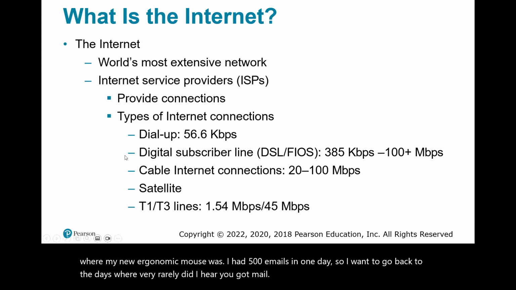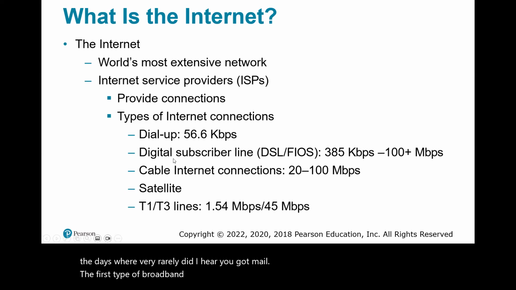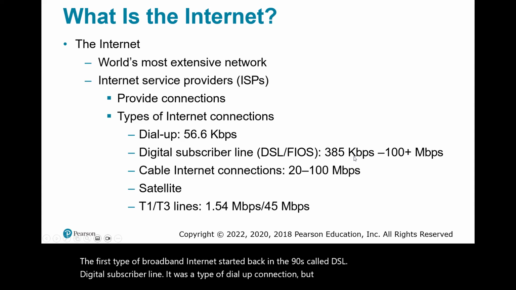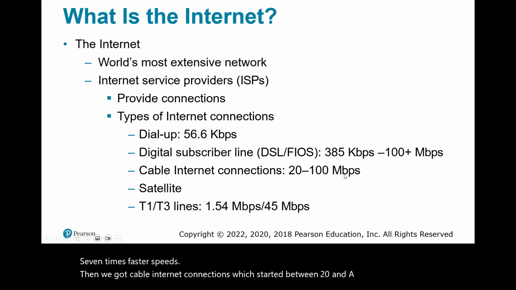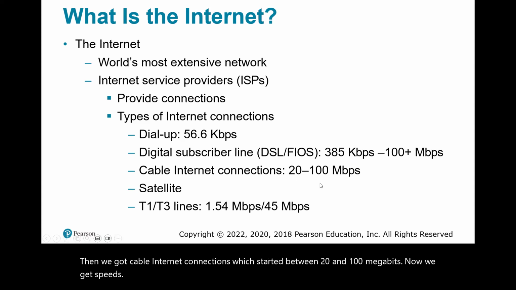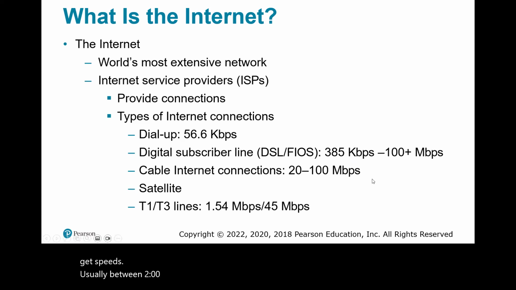The first type of broadband internet started back in the 90s and was called DSL, digital subscriber line. It was a type of dial-up connection, but with 7 times faster speeds. Then we got cable internet connections, which started at between 20 and 100 megabits. Now we get speeds usually between 200 and 1 gigabit. Anything above 1 gigabit is really not price friendly.